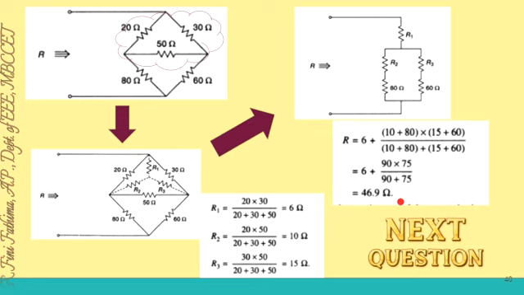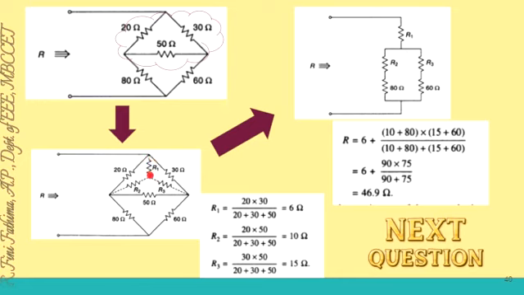I hope you understood it. This is a very important question which was asked in university examinations in previous years. So there are two delta connections. I have chosen the first delta connection and converted it into star. While converting delta to star, we multiply the adjacent sides divided by the sum of the resistances of the delta connection. So 50 into 20 divided by 100 gives the value for R2.